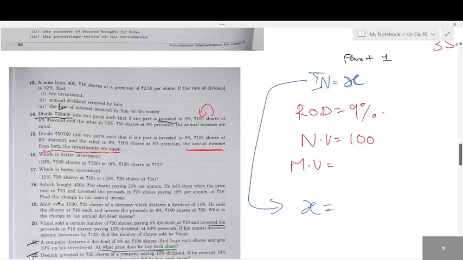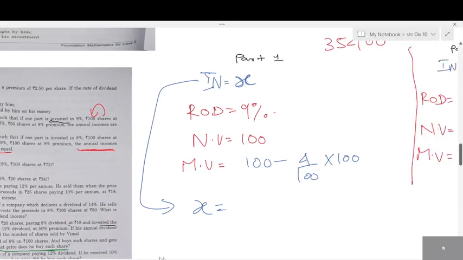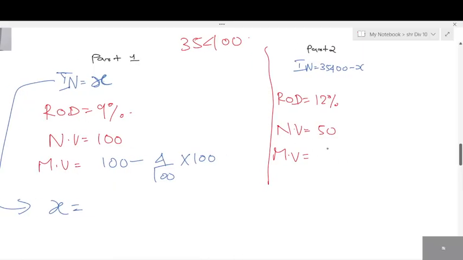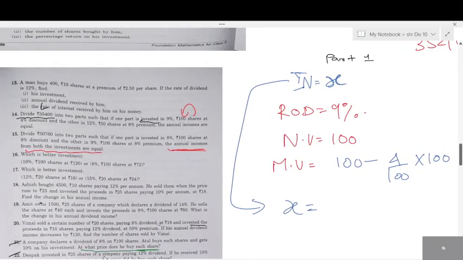What is market value? 4% discount, 8% premium. 4% discount. And for the second one, 8% premium.